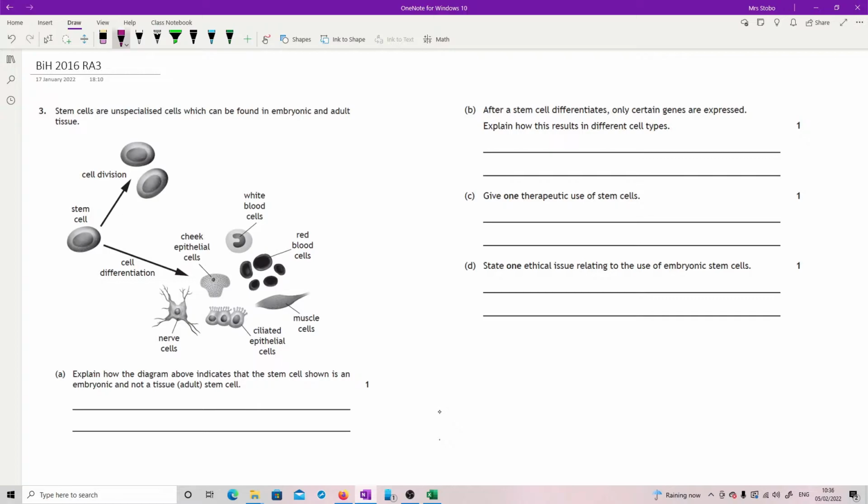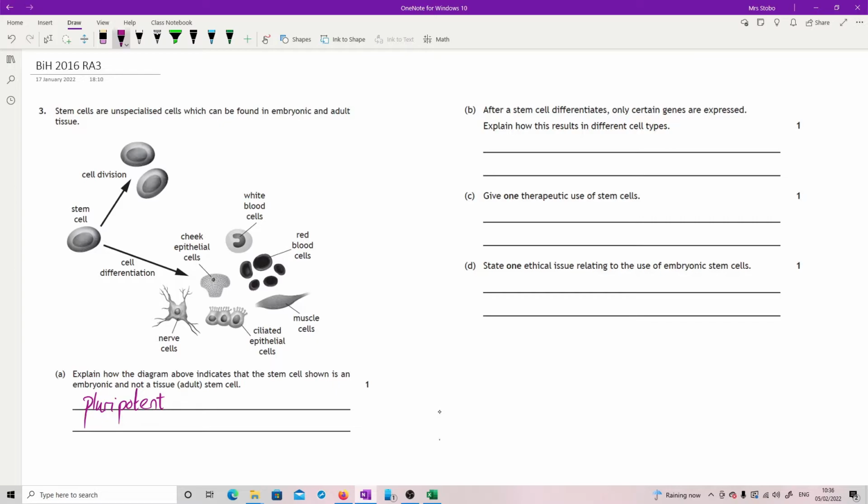Explain how the diagram above indicates that the stem cell shown is an embryonic and not a tissue stem cell. And it is because the cell differentiation gives you a huge range of many different cell types. And that's pretty much your answer. You could, if you preferred, just go with actually saying that it's pluripotent, because then you're just saying that that's what you see.